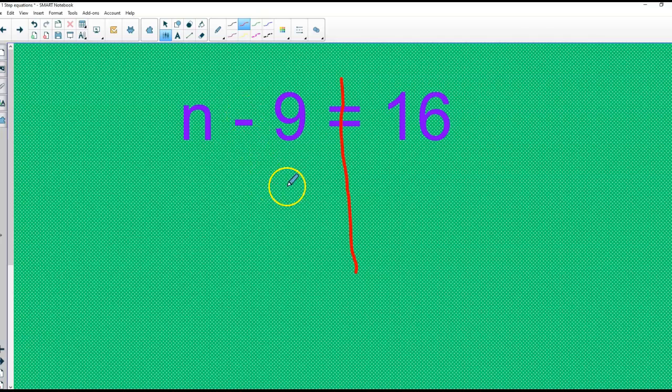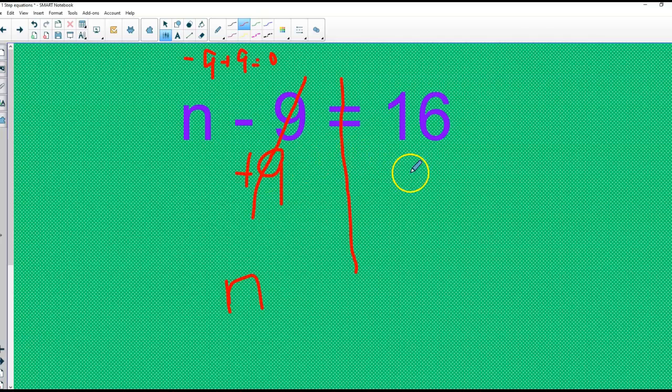Okay, we're going to move it sort of over to this side. We want the n by itself. So think of this. The opposite of subtracting 9, the opposite operation would be to add 9. Right? Think about it. If you're subtracting 9 and then we add 9, right, that would equal 0. So that eliminates this. It is gone. We've gotten the n by itself on the left.